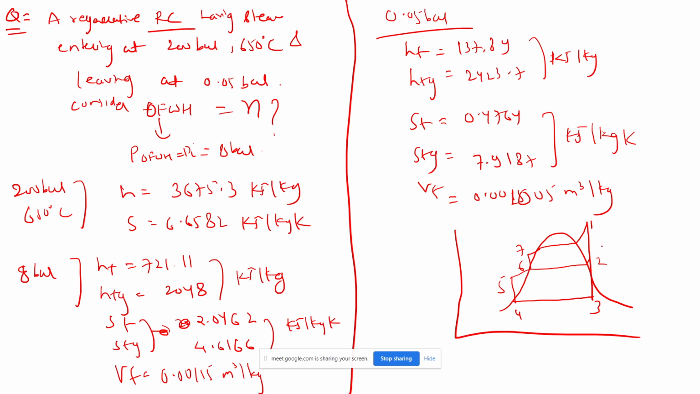Which point is 2 point, sir? Yes, point 2 we don't know. I have mentioned here it is superheated, but we have to calculate whether it is saturated vapor, in the wet region, or superheated. We will get that only when we calculate the value of the dryness fraction. If it is 1, then it is saturated vapor. Less than 1, wet. Greater than 1, superheated.